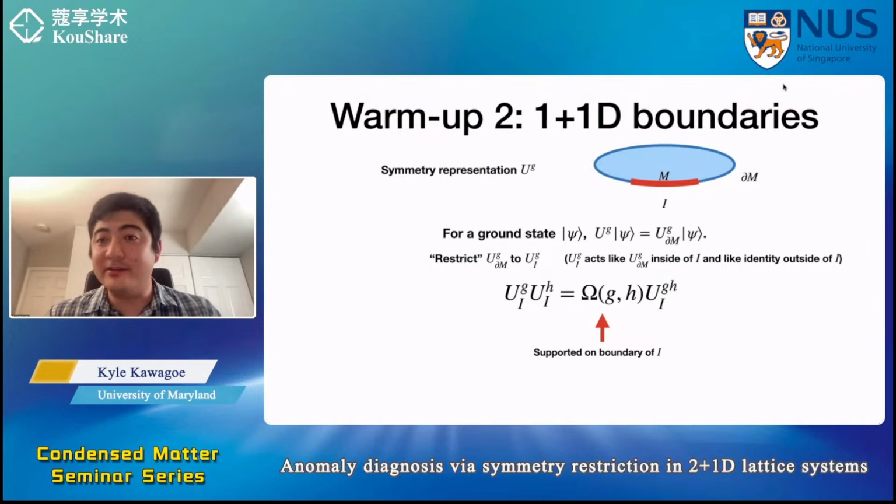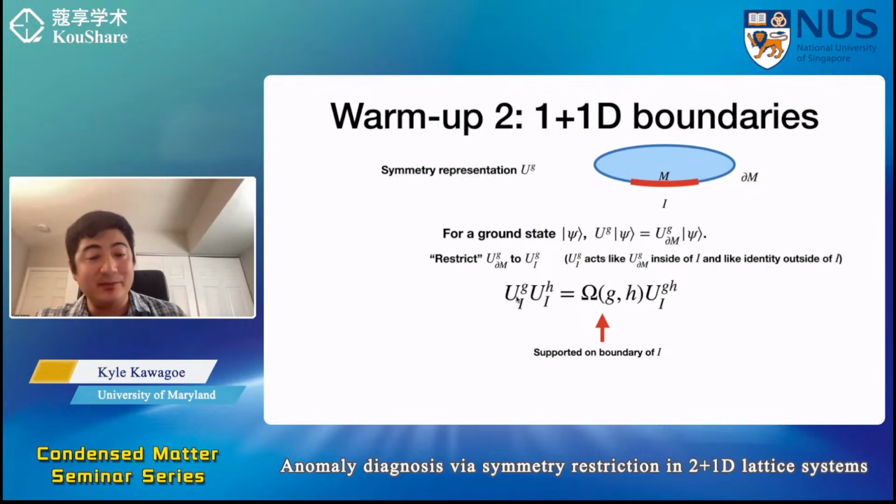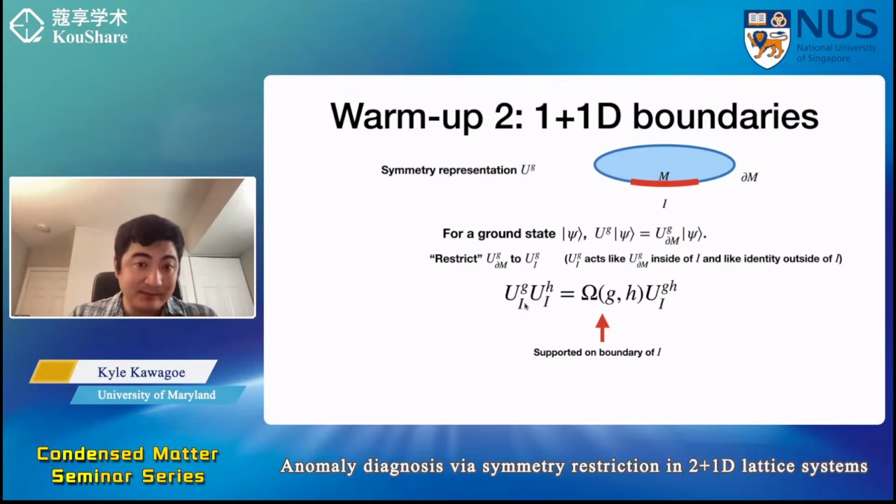Suppose, oh, right. Because before we had an honest to goodness symmetry representation of our boundary symmetry action. So UG times UH was equal to UGH. We had that before, but now after restricting the symmetry to just an interval on the boundary, this is only true up to, instead of a phase, some operator.